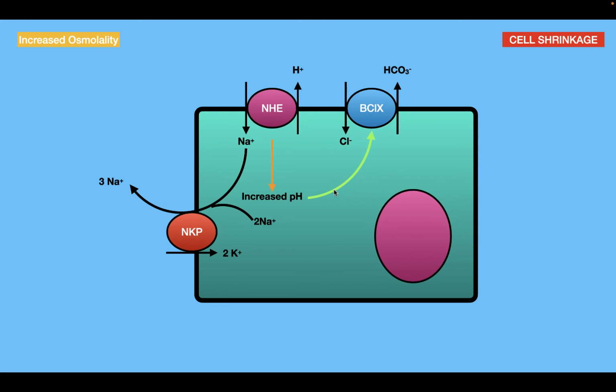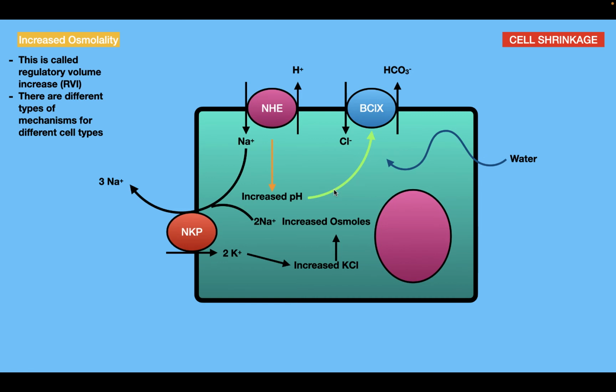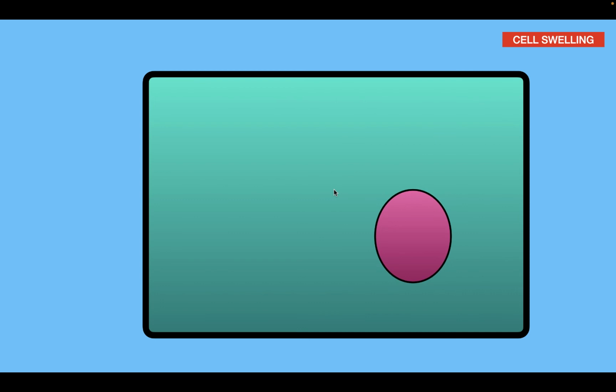So in response to shrinkage, the cell is going to increase the accumulation of potassium chloride, which increases the osmolality, which therefore increases the osmotic pressure, which therefore draws water from the extracellular environment into the intracellular environment, and it therefore increases its size. So this process is called regulatory volume increase, or RVI. And there are different types of mechanisms for RVI for different types of cells. For example, one alternative mechanism uses the NKCC, or sodium potassium chloride cotransporter, in order to bring more osmoles into the cell. So what if we did the opposite?